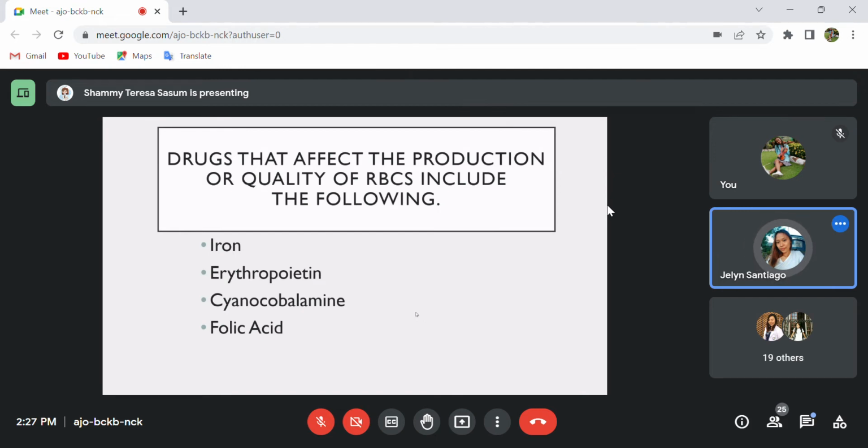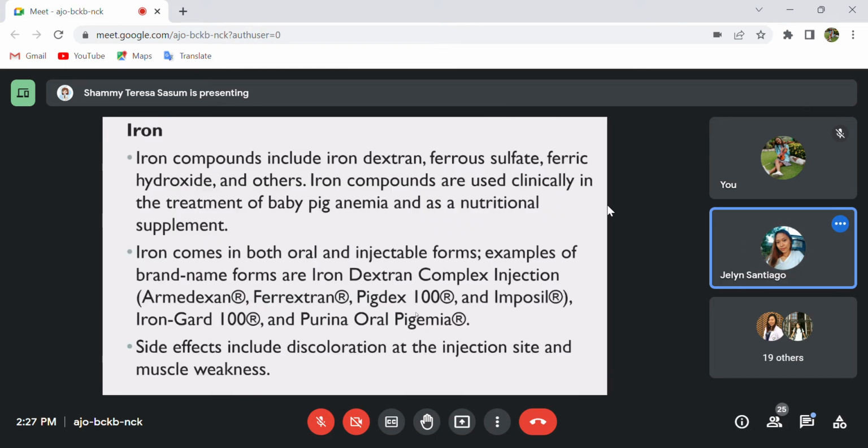The drugs that affect the production and quality of RBCs include the following. First is yung iron, erythropoietin, cyanocobalamin, and folic acid. First is iron. Iron compounds include iron dextran, ferrous sulfate, ferric hydroxide, and others. Iron compounds are used clinically in the treatment of baby pig anemia and as a nutritional supplement. It is also used in dogs and cats.